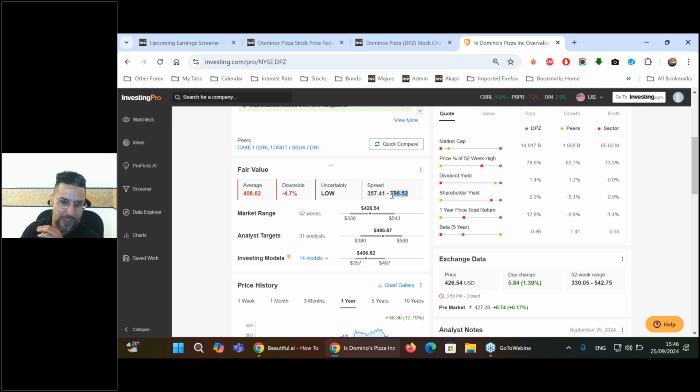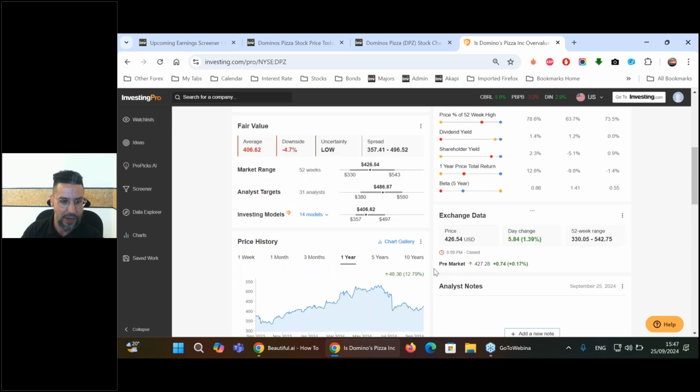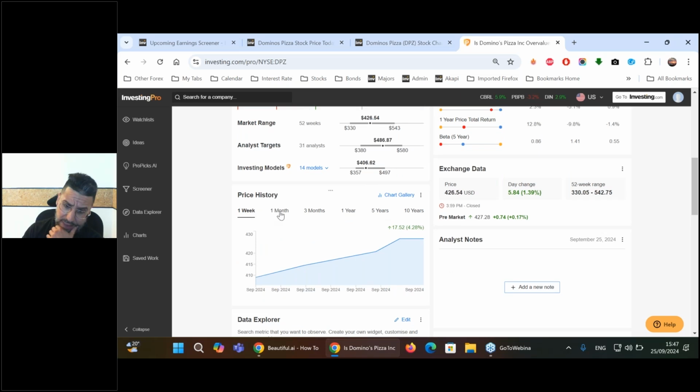But taking a look at the most optimistic range, the top end of the range is 496 on the fair value. We're at 426 right now, heading into today's session. Analysts love this name as well, with an average price target of 486, as per 31 analysts.